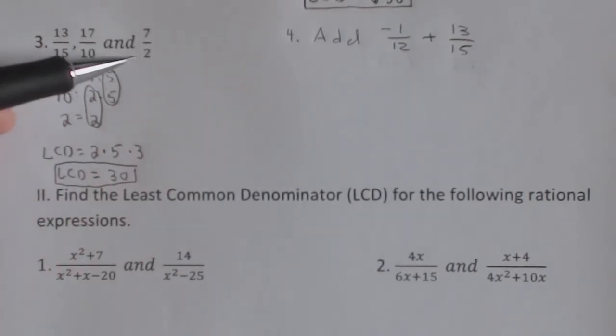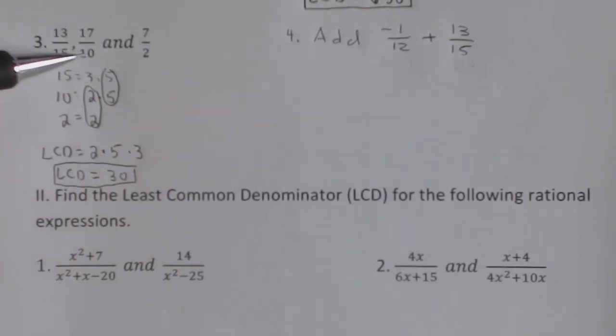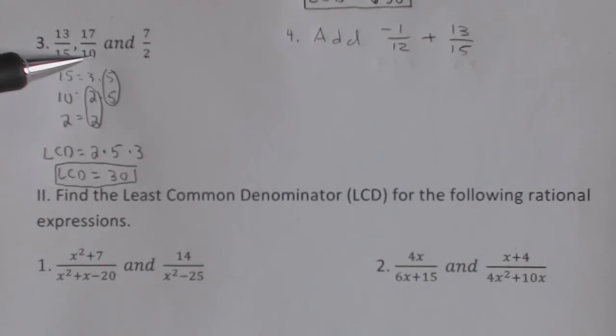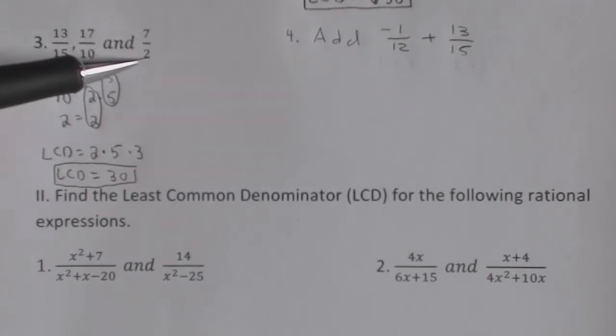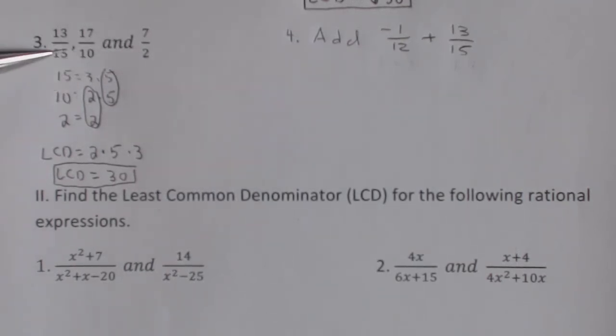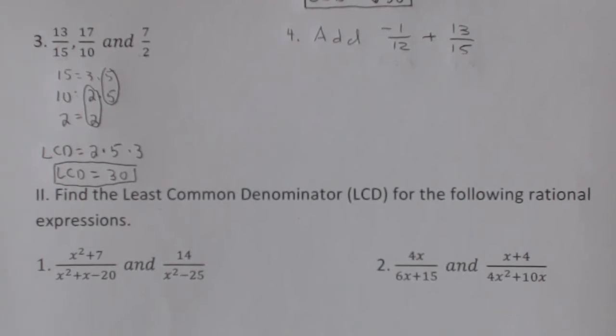Or you can take the smallest number. 2 times 5 is 10. I skipped 1, 2, 3, and 4. But 15 doesn't go into 10. 2 times 6? No. 2 times 7? No. 2 times 8? No. 2 times 9? No. 2 times 10? No. 2 times 11, 12, 13, 14. 2 times 15 is finally the first number that goes into both 10 and 15, as well as 2.